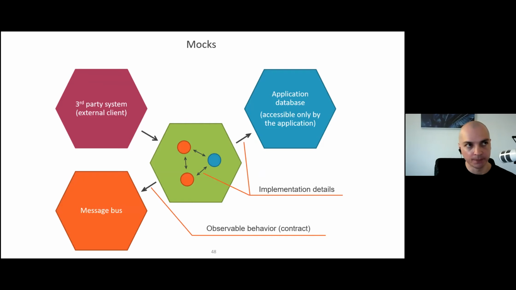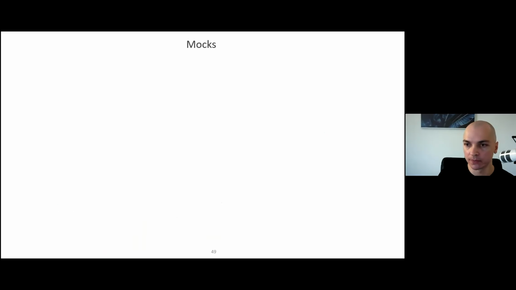Just as the communication between classes inside your system are implementation details, not all communications with out-of-process dependencies are observable behavior either. Some of them are also implementation details. A good example here is the application database that is only accessible by your application. Communication with that database also is an implementation detail. To describe why, we need to discuss the topic of backward compatibility.